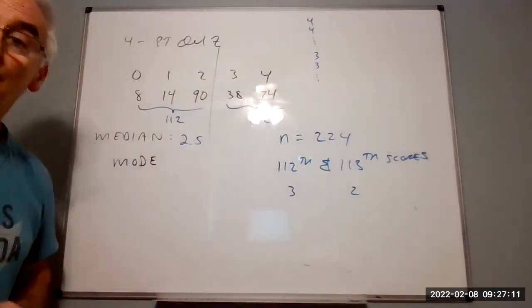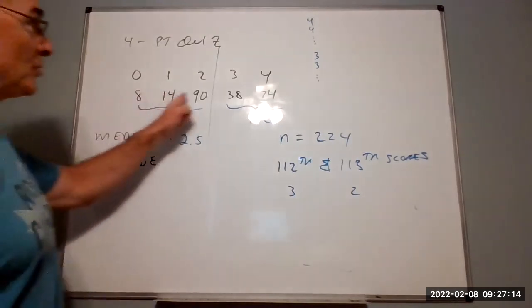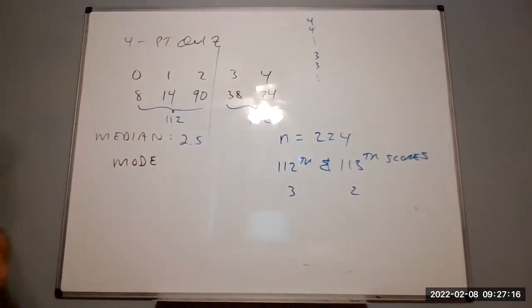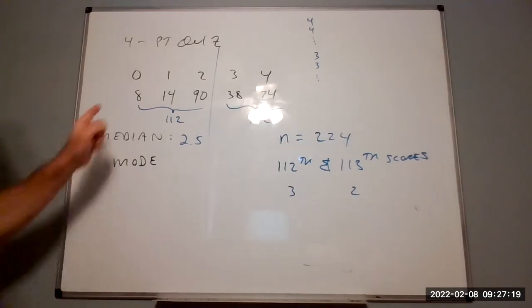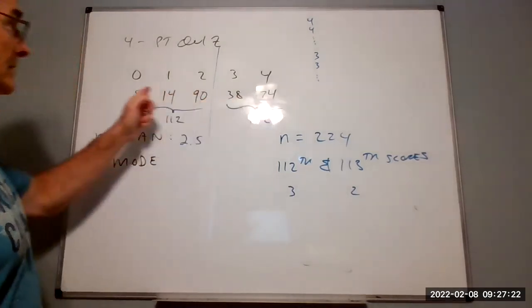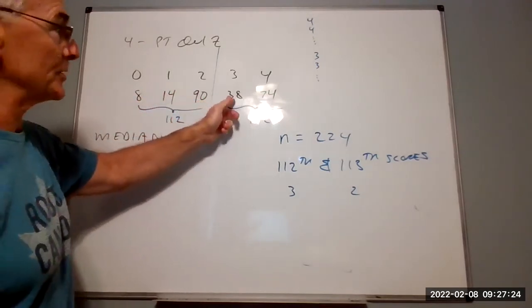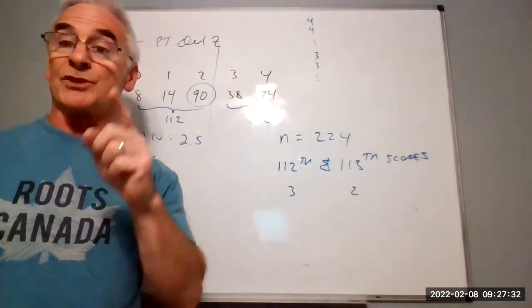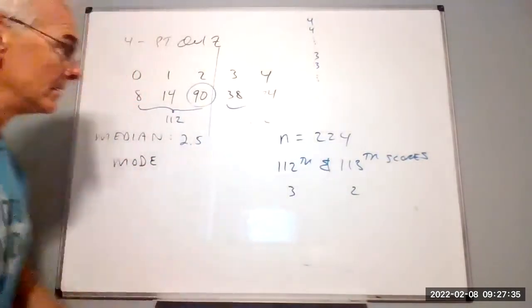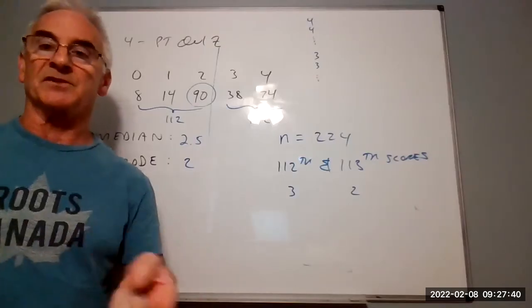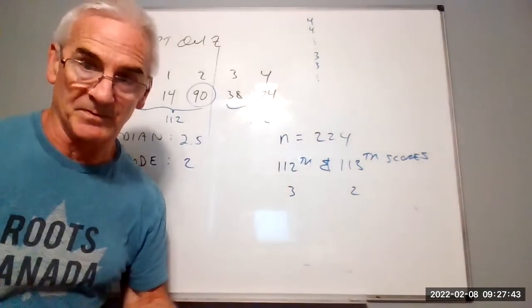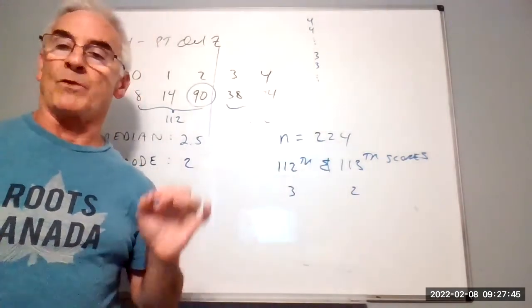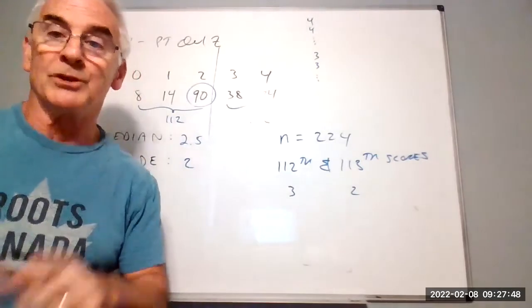Now, what frequency do you see the most? What's the largest frequency here? What's the largest number you see occurring? This happened 8 times, 14 times, 90 times, 38 times, 74 times. Cool. 90, the frequency of 90. So what is the most commonly occurring score? 2. So that's the mode. The mode isn't 90. 90 is the frequency. 90 is how many times 2 occurred. 2 occurred more than any other score, so the mode would be 2.